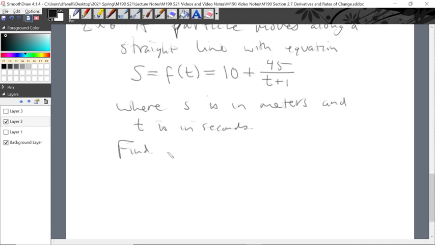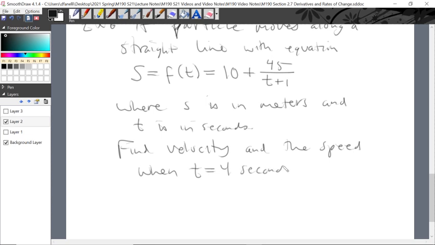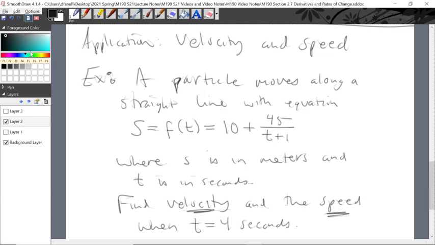Let's find the velocity and the speed, recalling that the speed is the absolute value of velocity. So if the velocity is positive, then the two are the same. If the velocity is 0, the two are the same thing. If the velocity is negative, then the speed, the absolute value of that velocity, would be positive. So find the velocity and the speed of the object when t is equal to 4 seconds. Find the velocity and the speed when we are given a position function.